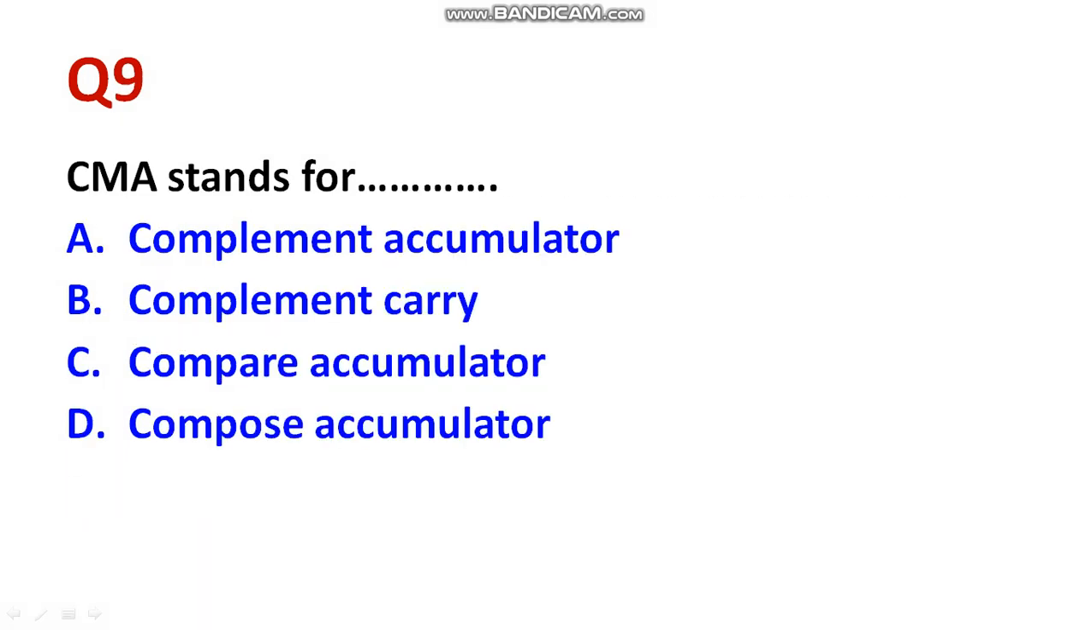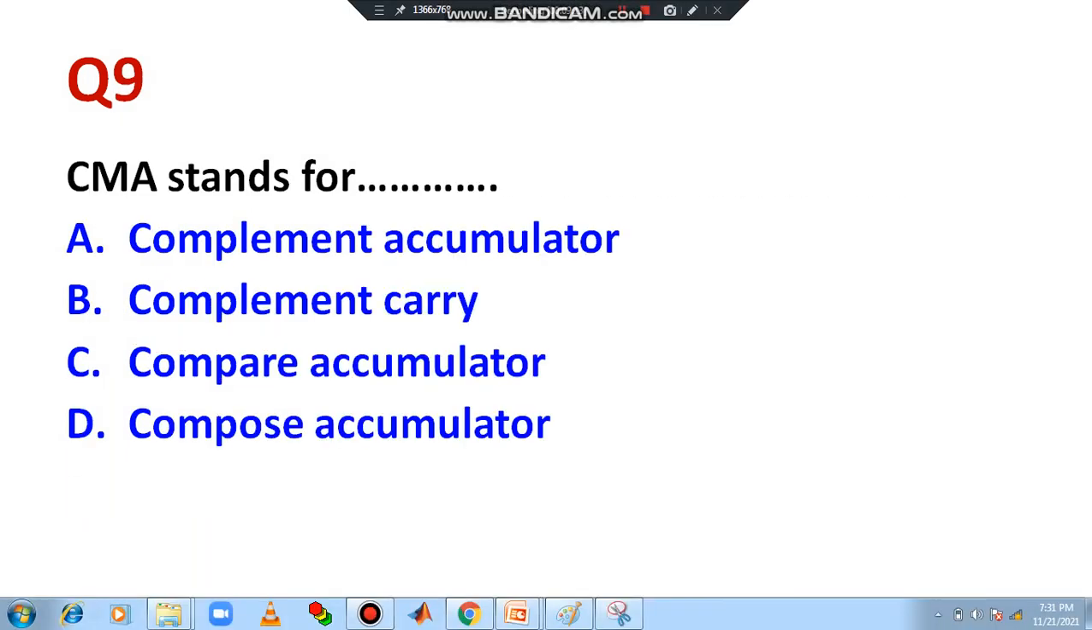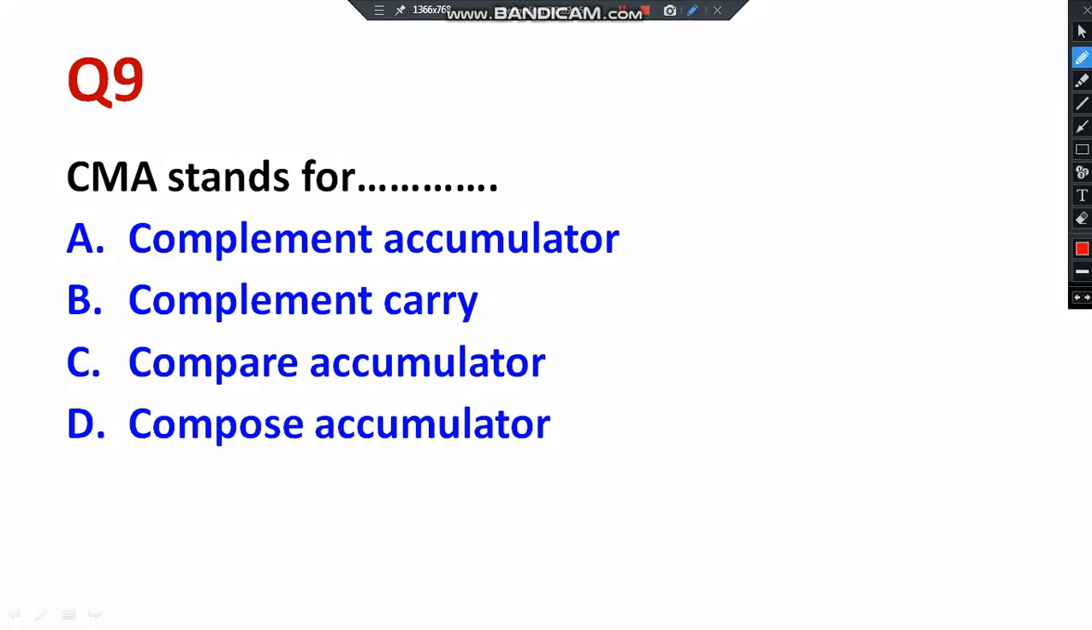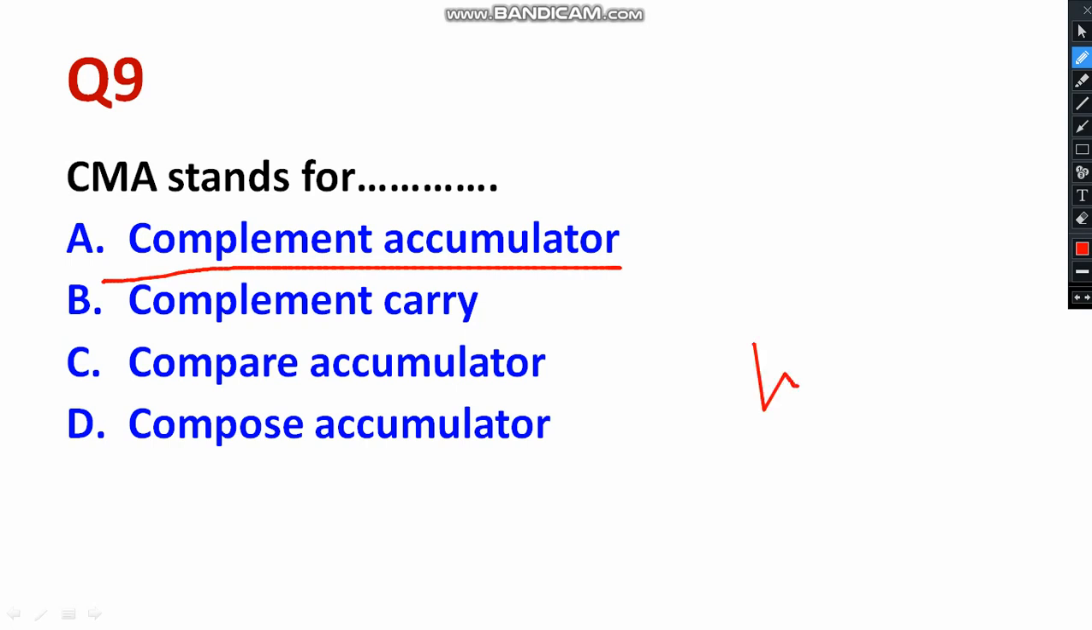That is important. Then what is the full form of CMA? CMA stands for, please identify it. It is important. The full form of CMA is complement accumulator. That is the word meaning of CMA. So A, for example, becomes A bar. That is the word meaning of complement accumulator.